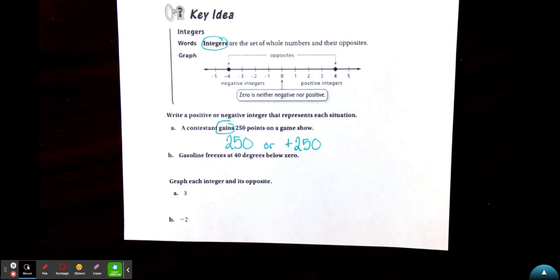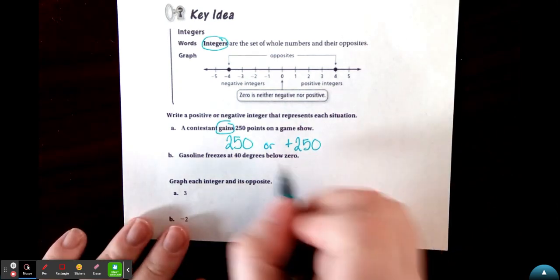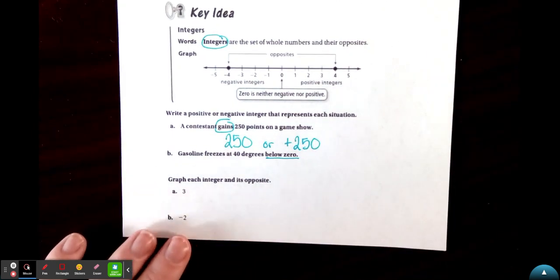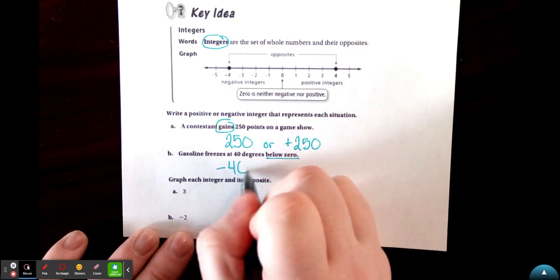Gasoline freezes at 40 degrees below 0. What is the key word here that tells us if it's going to be positive or negative? Below 0. Yeah. Below 0 means it's going to be negative 40.